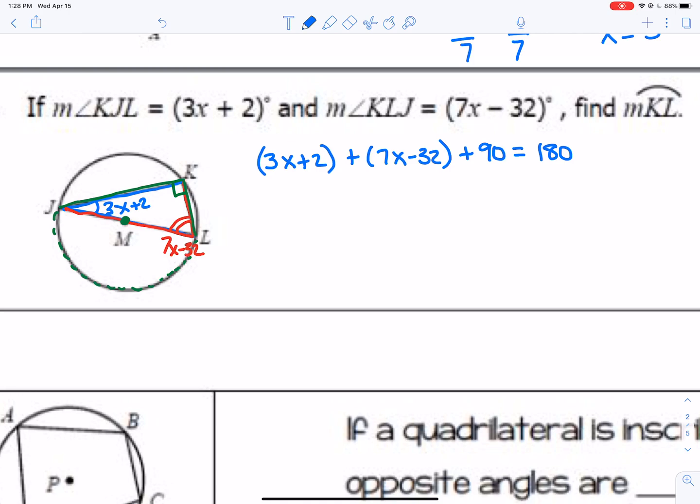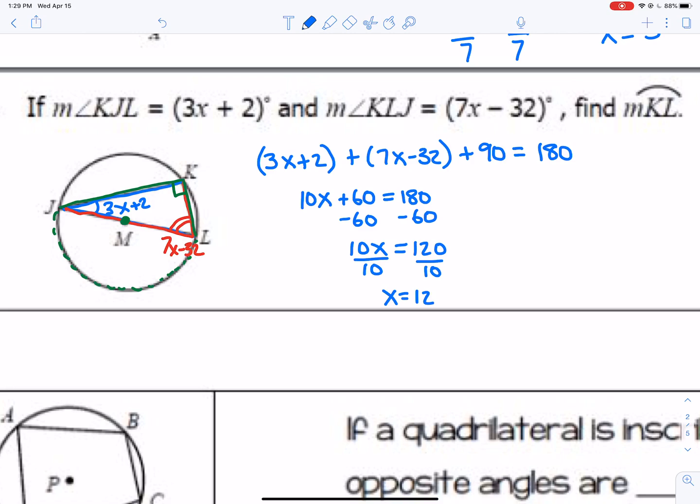From there, we just need to combine like terms. So we have 10x minus 30 plus 90. Let's put that together. That would be 10x plus 60 equals 180, and subtract 60. So 10x equals 120. We can divide both sides by 10, so we get x is equal to 12.